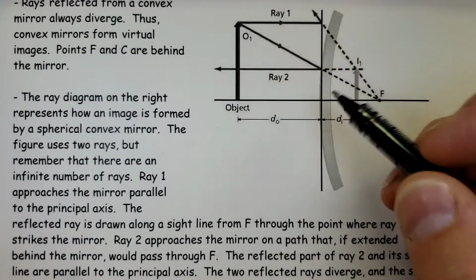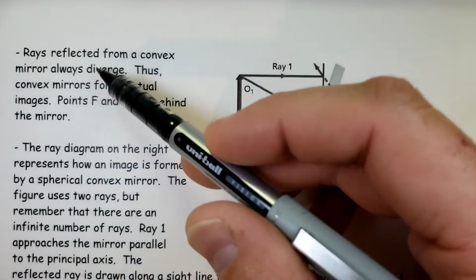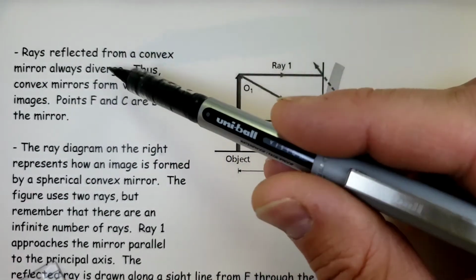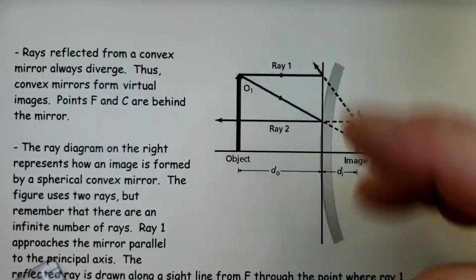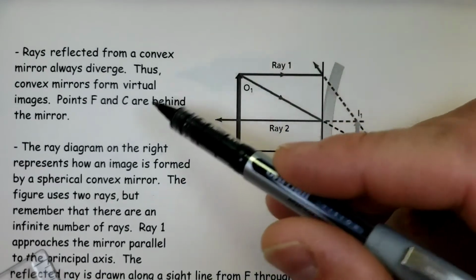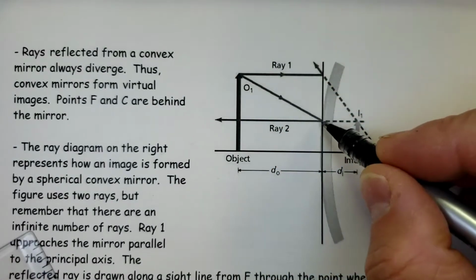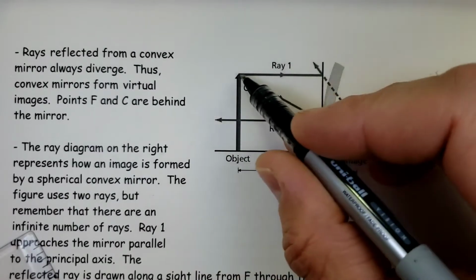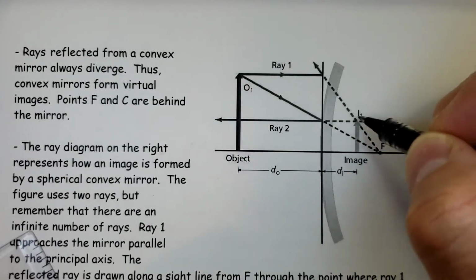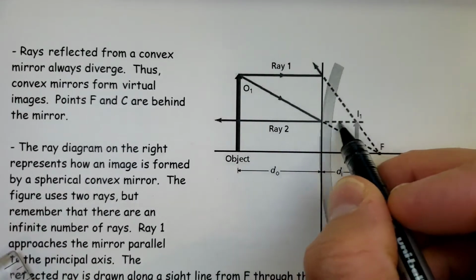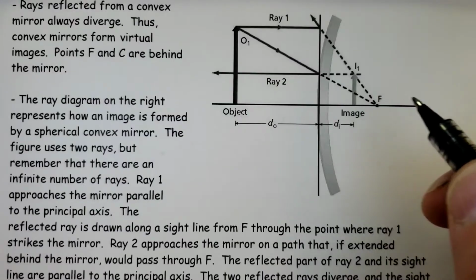So we looked at the convex mirror scenario and we saw that there's only one case. Rays reflected from a convex mirror always diverge, spread out. That means they converge, or come together, on the opposite side of the mirror. So point F and C are behind the mirror. A ray going in through F, but before it hits F, reflects out parallel. In parallel reflects as if it came from F. You can see how, if we extend the reflected rays backwards, we get this scenario and we get where the image location is.